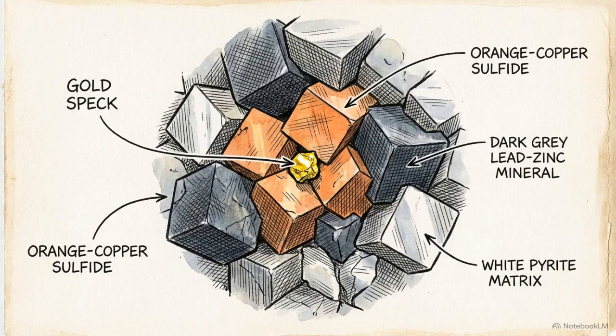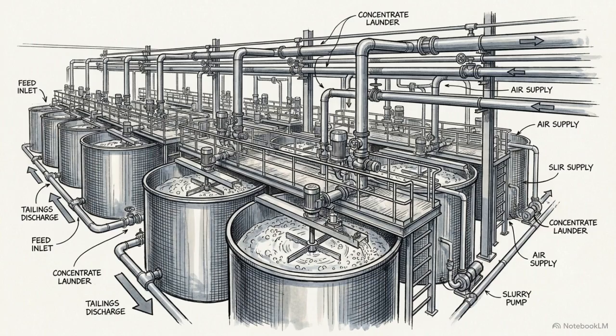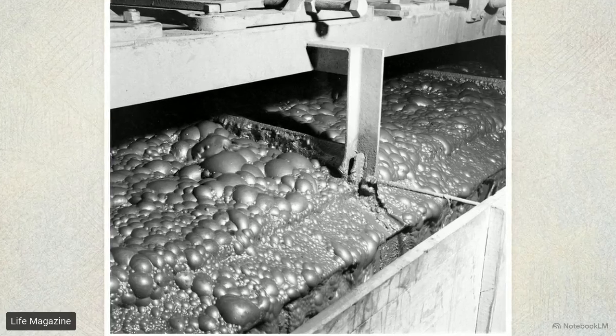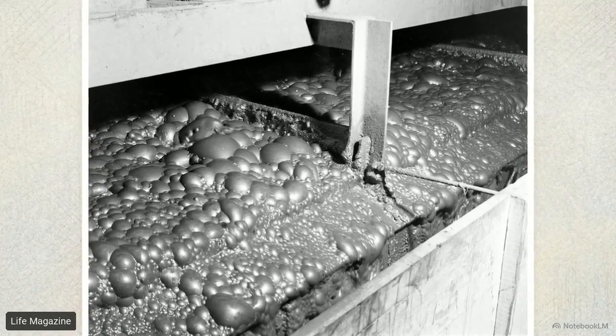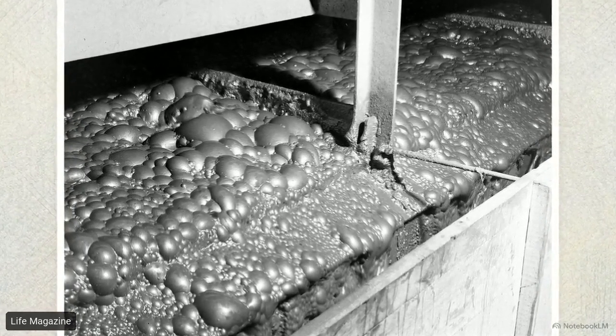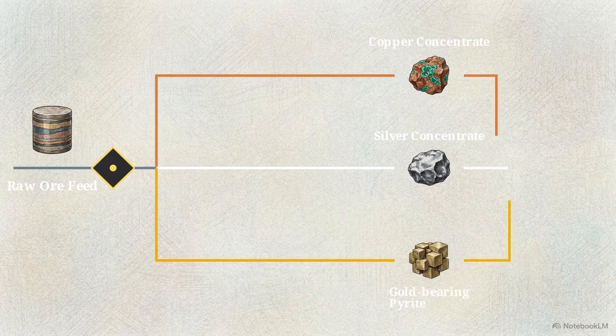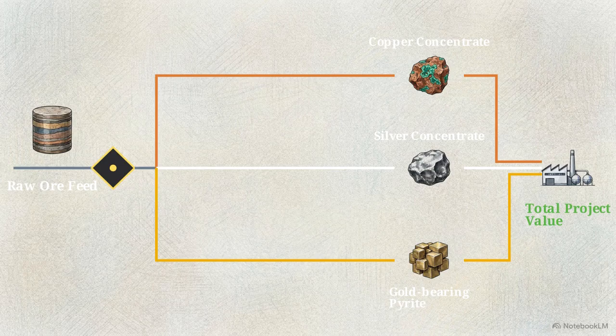Here, the gold is bound up alongside valuable base metals like copper, lead, or silver. Processing these ores requires a flotation circuit. By introducing specific reagents and churning the crushed rock, operators physically enrich the sulfides into a concentrated froth before the final smelting or leaching stages. This flowchart details the yield. A single feed splits to capture multiple commodities simultaneously. You produce a standalone copper concentrate, a silver concentrate, and a separate gold-bearing pyrite stream, improving the project's overall economics.